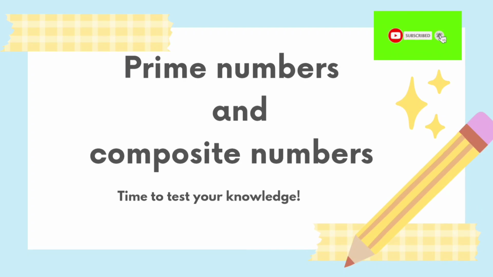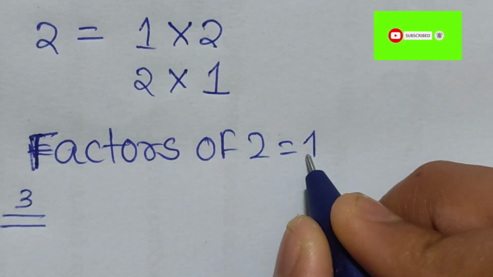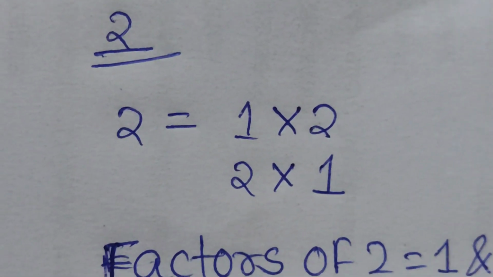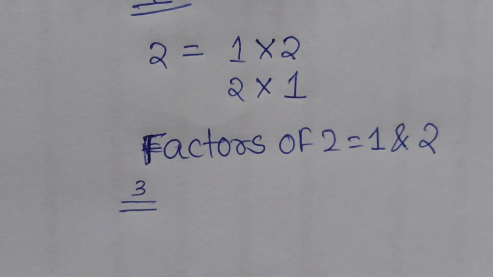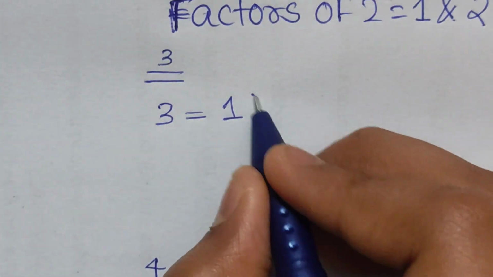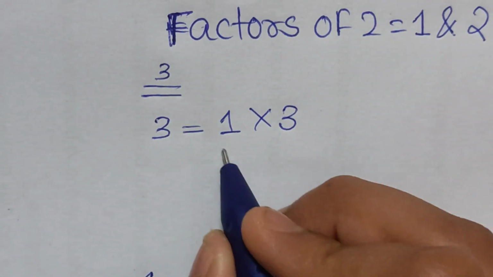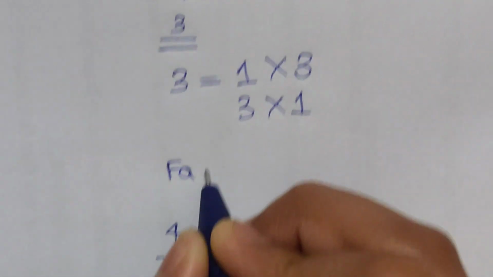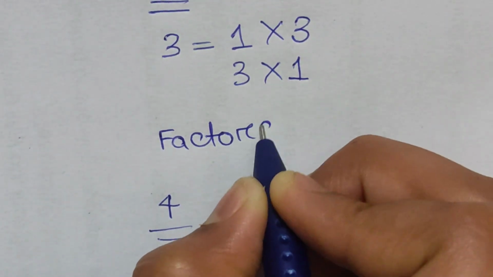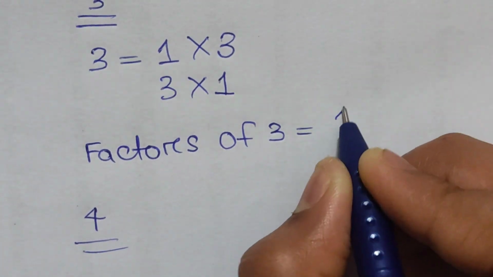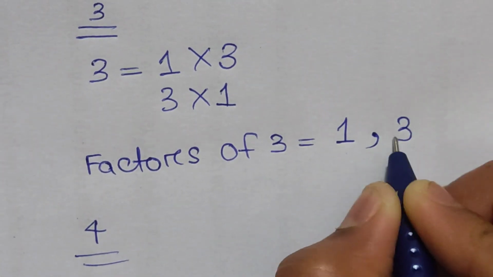Here is a question: find the factors of 2, 3, 4, 5 and 6. 2 equals 1 into 2 and 2 into 1. So the factors of 2 are 1 and 2. Then 3. 3 equals 1 into 3 and 3 into 1. So the factors of 3 are 1 and 3. So here 1 is the smallest factor and 3 is the greatest factor of 3.